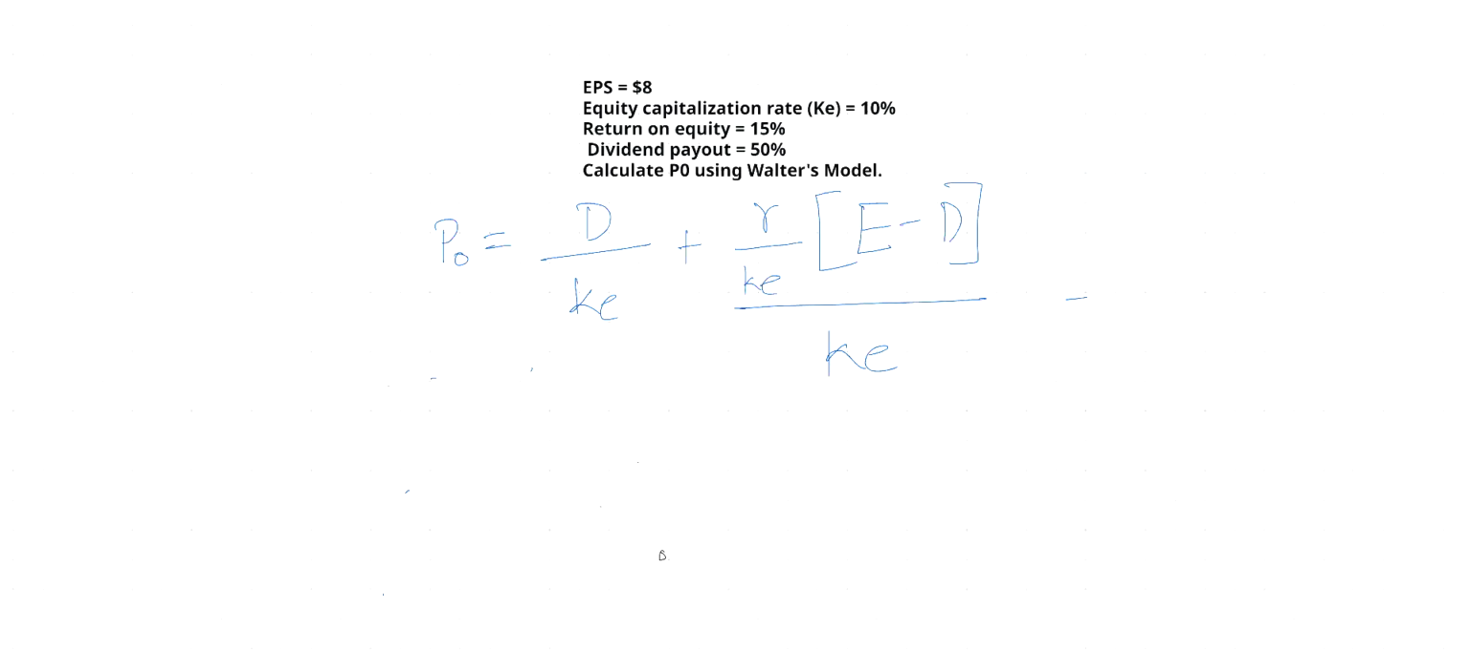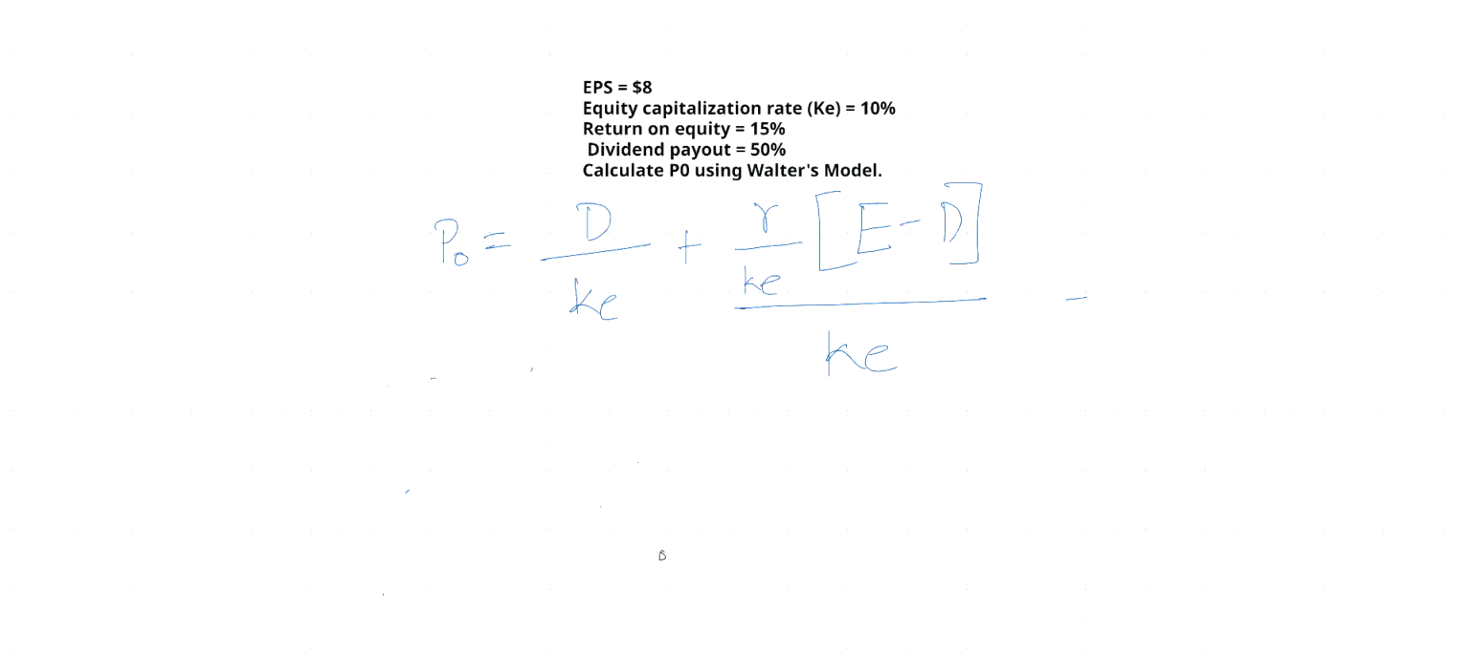In this video, we are going to discuss the Walters model on dividend policy. So here we have a question. EPS of the company is $8 and equity capitalization rate, which is nothing but cost of equity, is 10%. Return on equity is 15% and dividend payout is 50%. Calculate P0. P0 is nothing but the market price of the share using Walters model.